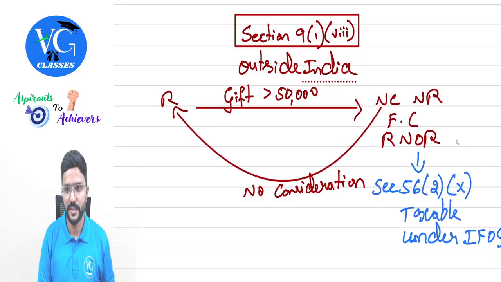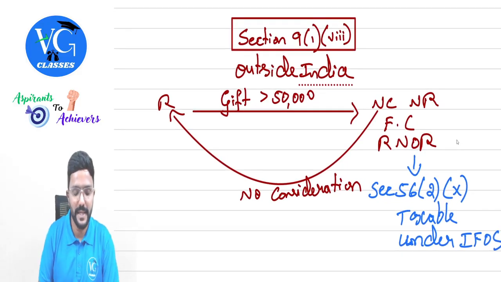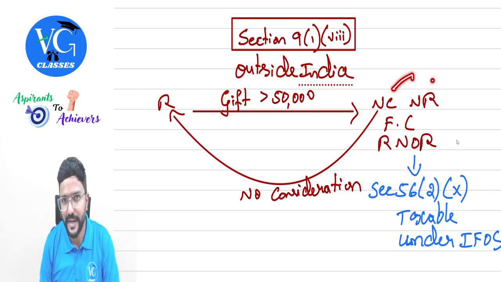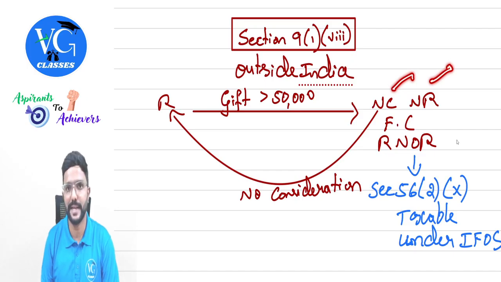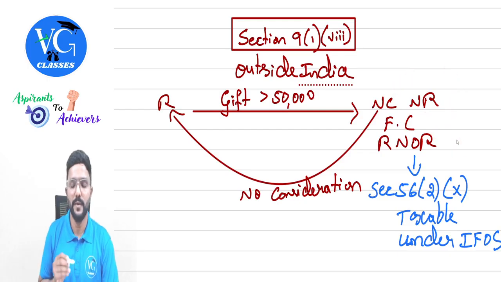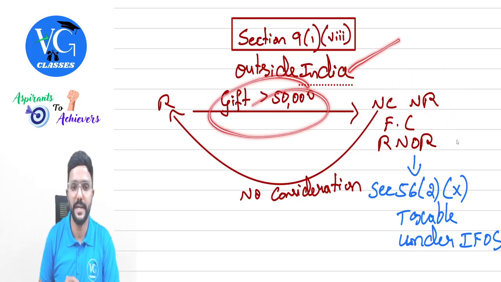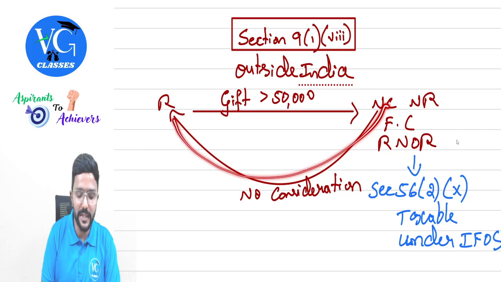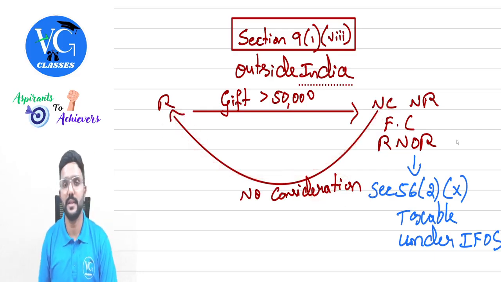Through this example, guys: assume a resident, a person who is resident in India, is giving more than 50,000 to a non-corporate non-resident. Non-corporate means other than a company, okay, or a foreign company, or a resident but not ordinary resident. Any of these three is a recipient. Where is this money given? Outside India. To whom? For any of these. And in return, what are they giving? Nothing.